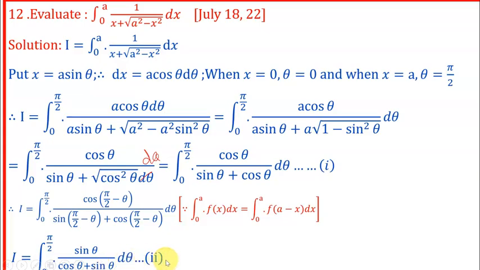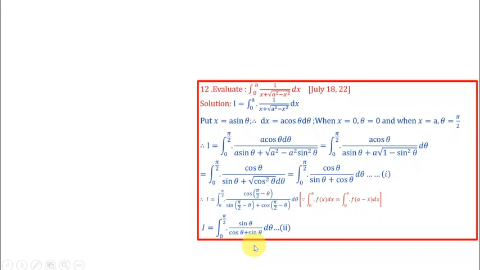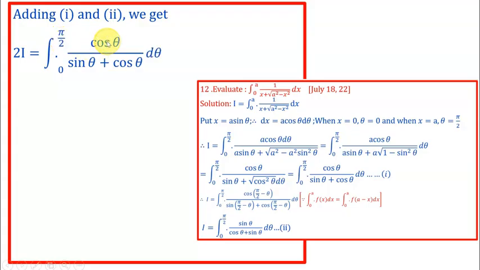This is the second one. Now adding 1 and 2, you will get on the left hand side I plus I, and on the right hand side, see this here. After adding 1 and 2, that is 2I is equal to integral 0 to pi by 2 cos theta upon sin theta plus cos theta d theta, plus integral 0 to pi by 2 sin theta upon cos theta plus sin theta d theta.